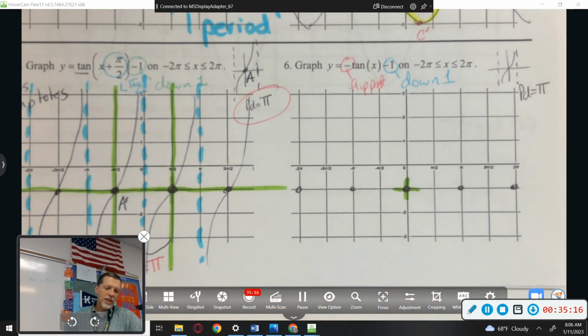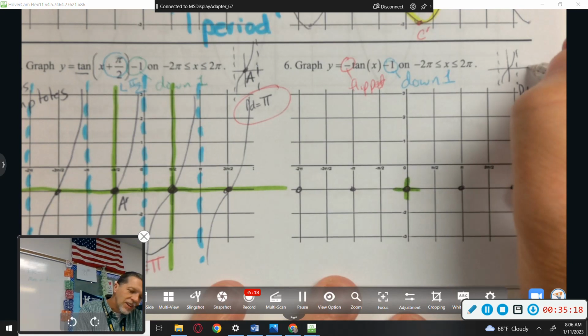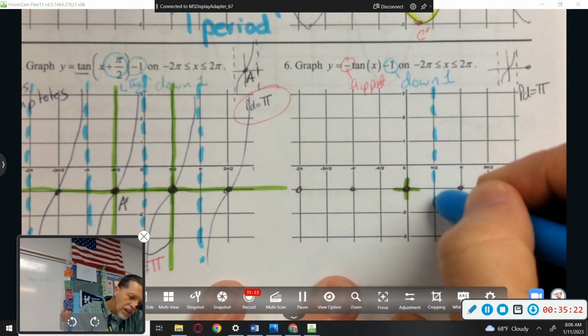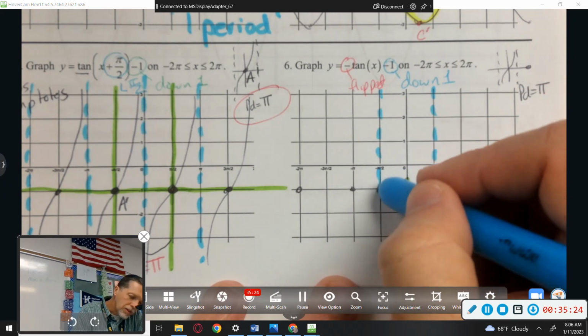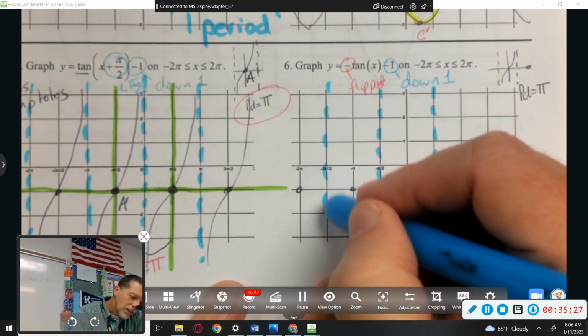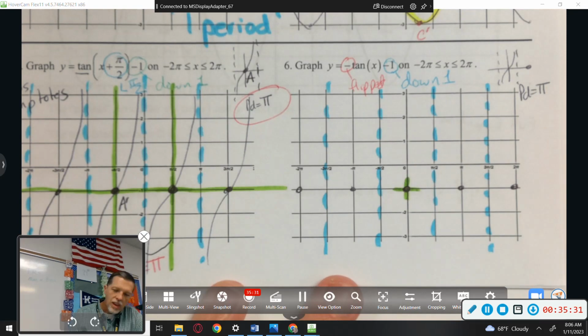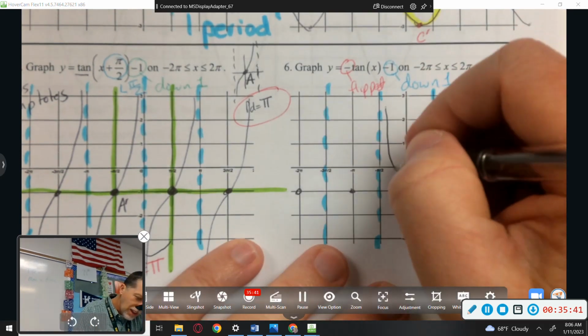What's going on in between the zeros? It's an asymptote. In between my zeros, I have an asymptote. And then I'm ready to sketch the graph, but I better be careful, because what's different about this one that I haven't really accounted for yet? It's flipped. So rather than increasing, it's decreasing.